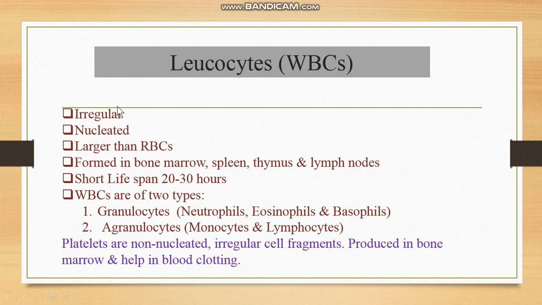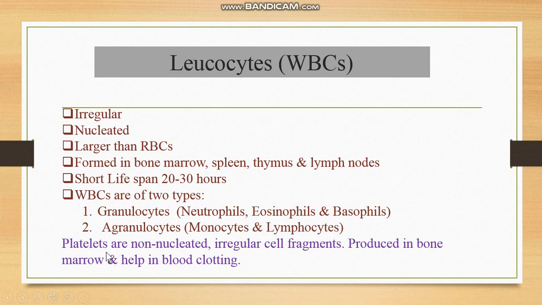Leukocytes or WBCs are irregular in shape, while the RBCs were biconcave in structure, right? They are nucleated while the RBCs were non-nucleated. WBCs are larger than RBCs but fewer in number. They are formed in bone marrow, spleen, thymus and lymph nodes. Their lifespan is very short, that is 20 to 30 hours. WBCs are of two types as I discussed earlier, that is granulocytes and agranulocytes.